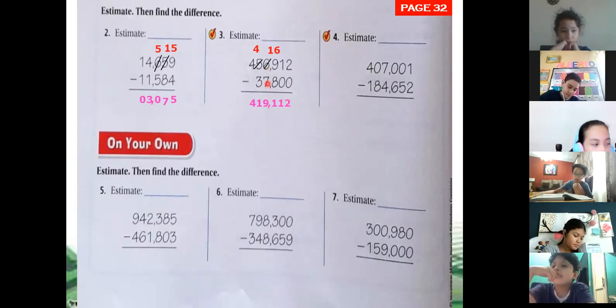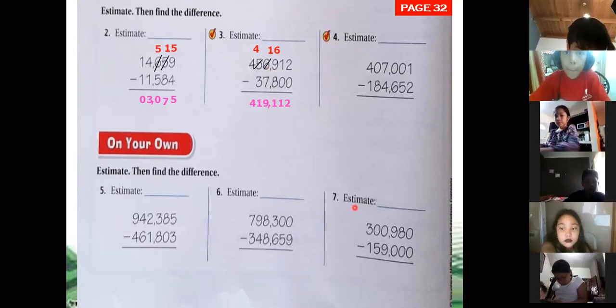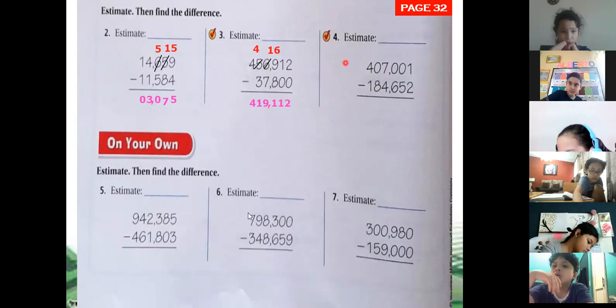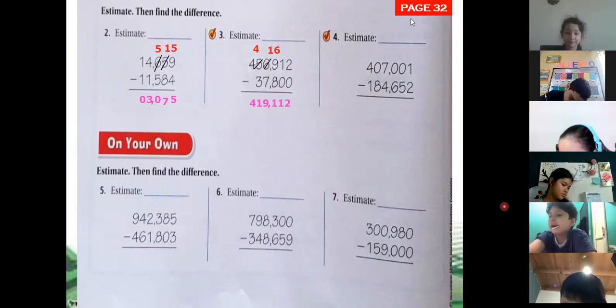Tell me the time you finish. Any questions about this class, about subtraction? Try to work by yourself. Tomorrow we're going to continue with this. Don't forget that your homework in math is to study the table of 8 and the table of 9.